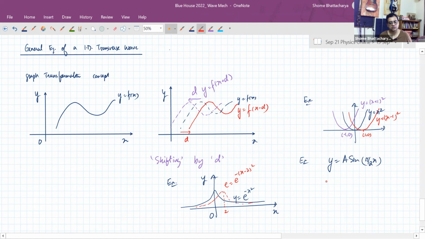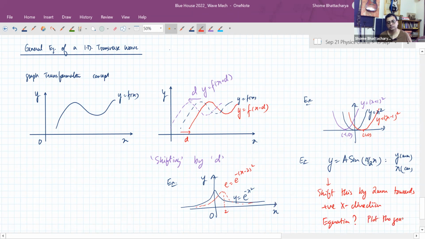Now, similarly, look at an example like this, where let's say y is in millimeters and x is in centimeters. Now I want to shift this by 2 millimeters towards the positive x direction. So what will be the new equation? And plot the graph. Just try this out, we'll discuss.